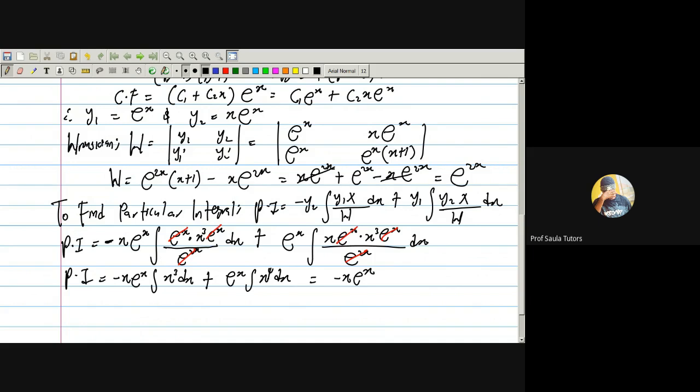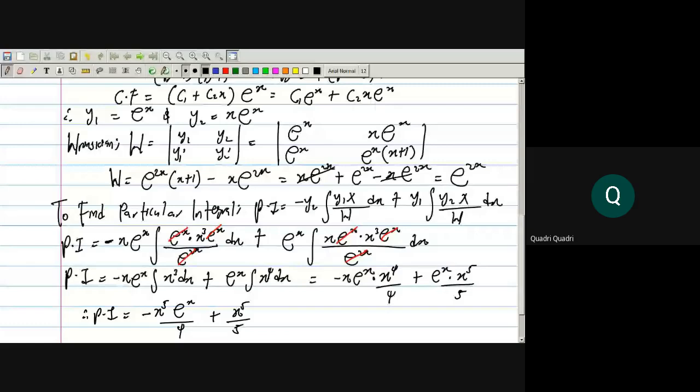If you integrate this, you have x raised to the power 4 all over 4. Then plus exponential x, and what you have is x raised to the power 5 all over 5. Exactly. So therefore, my particular integral is now equal to minus x raised to the power 4 exponential x all over 4, then plus x raised to the power 5 exponential x all over 5.